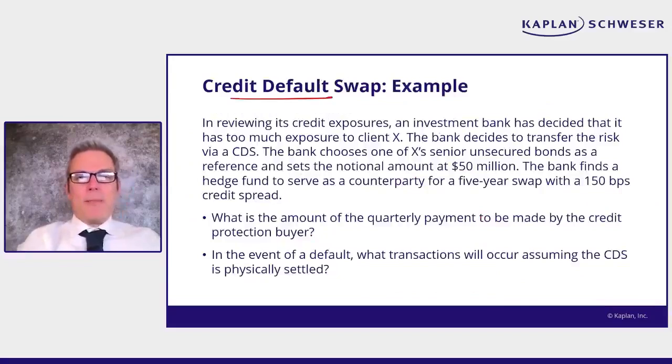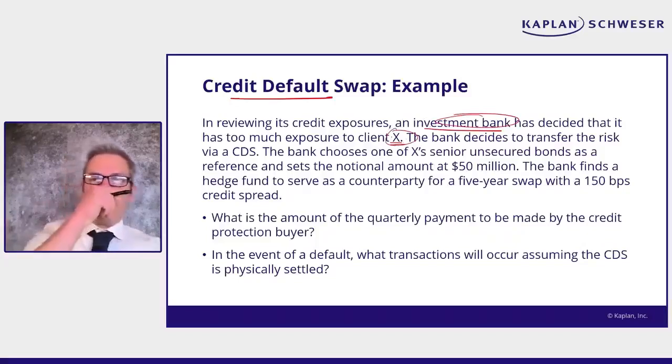In reviewing its credit exposure, an investment bank has decided it has too much exposure to client X. So they've lent too much to client X, or they do too much business with client X, and they're worried about what happens if client X gets into trouble. So in order to hedge that, they buy protection with a counterparty.